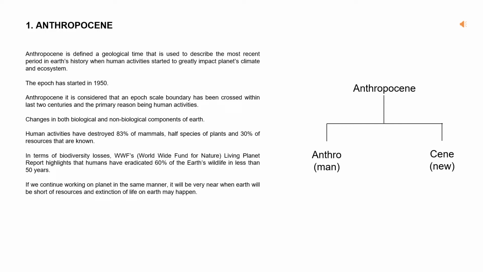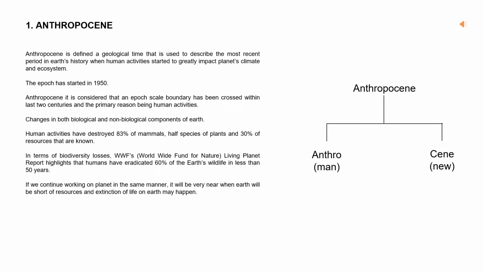Anthropocene is considered as an epoch scale boundary that has been crossed within the last two centuries, the primary reason being human activities. There have been changes in both biological and non-biological components of the earth during this epoch, and it is estimated that human activities have destroyed almost 83% of the mammals, half of the species of plants, and 30% of resources that are known.